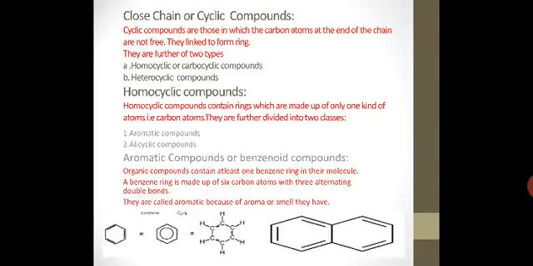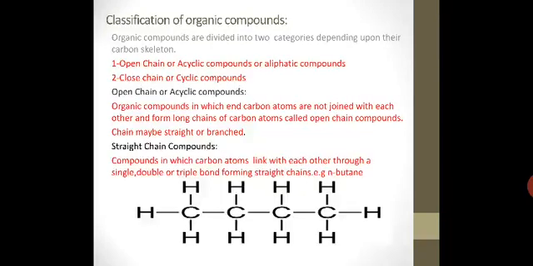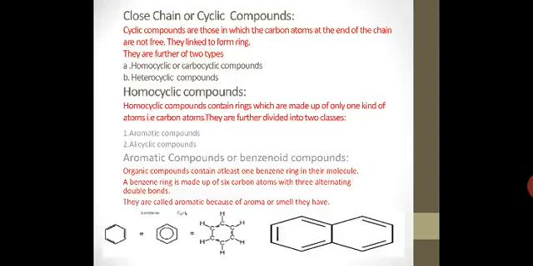Okay, second one, we have studied that organic compounds are divided into 2 categories, open chain and closed chain. We have studied what are open chain compounds, what are their structures. Second one is closed chain, as it is obvious from its name that the chain will be closed. Now how will the chain be closed? When the end carbon atoms are not free and they get joined with each other, then they form rings and cycles. So these type of compounds are called closed chain or cyclic compounds.